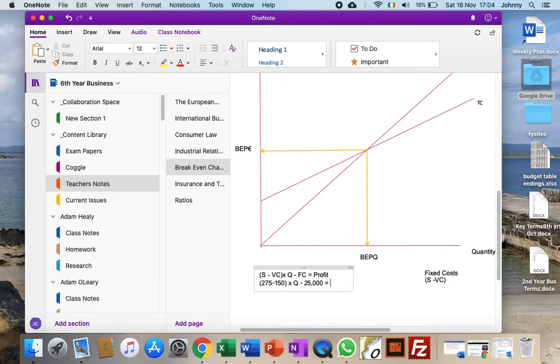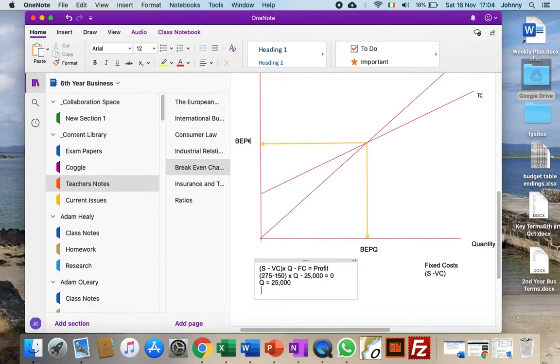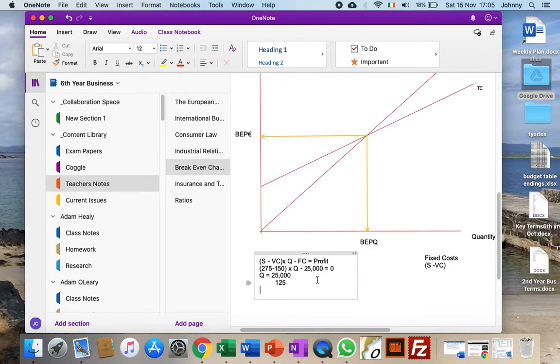Now the profit at break-even point is always going to be 0. So if I move the numbers around, I'll end up with Q, quantity, on one side of the equal sign, and move the 25,000 over to the other side. Then I divide that 25,000 by the difference, the contribution, which is the difference between sales and variable cost. That's 125, so we divide those two numbers and that will give me my break-even quantity, which I'm going to put up here beside break-even quantity.